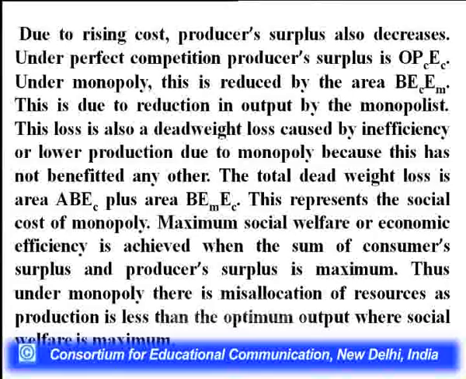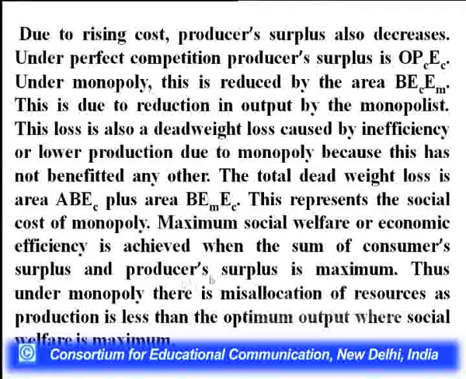So, we have seen how the producer surplus also decreases. So, the social welfare is not maximum here, rather it is reduced. Maximum social welfare or economic efficiency is achieved when the sum of consumer surplus and producer surplus is maximum. Thus, under monopoly there is misallocation of resources as production is less than the optimum output, where social welfare is maximum.